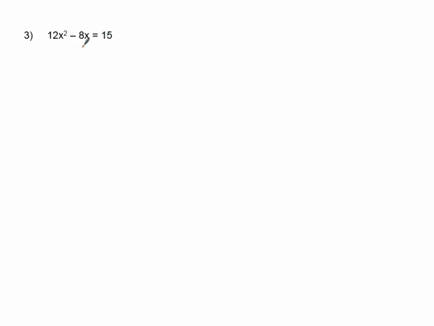But let's make sure that our terms are in the correct order. 12x squared should come first, the negative 8x should come second, and since I subtract 15, I will have negative 15 come last. That is equal to 0, and that's what I need to see for my zero product property. Once I have my 0, now I need to see my product. And to find a product, I need to factor. So I'm going to factor this trinomial.